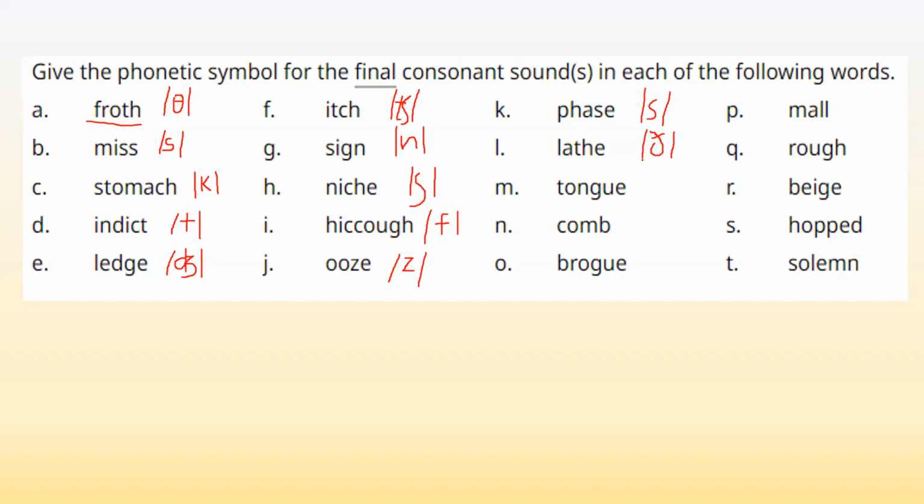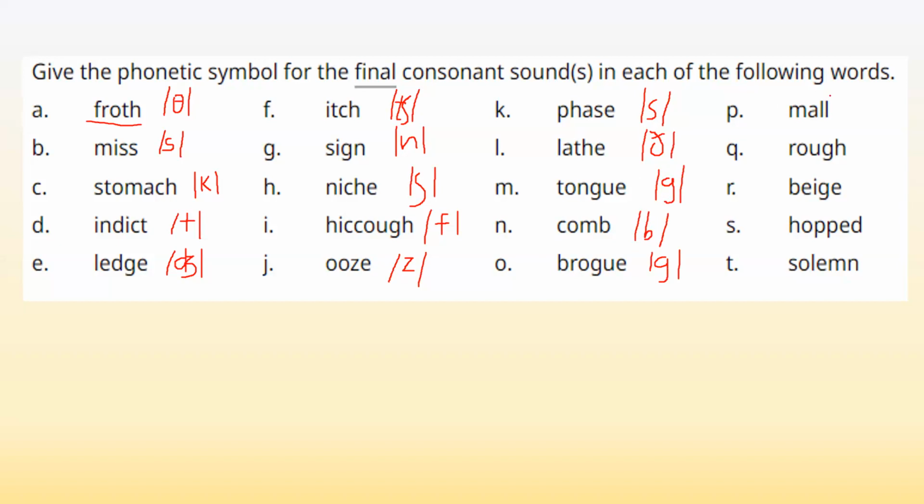Tongue is the next word. Tongue, g. Final consonant sound, g, tongue. And comb, comb, it's clear. The final consonant is b. And the next word, brogue, brogue. G is the final consonant sound.